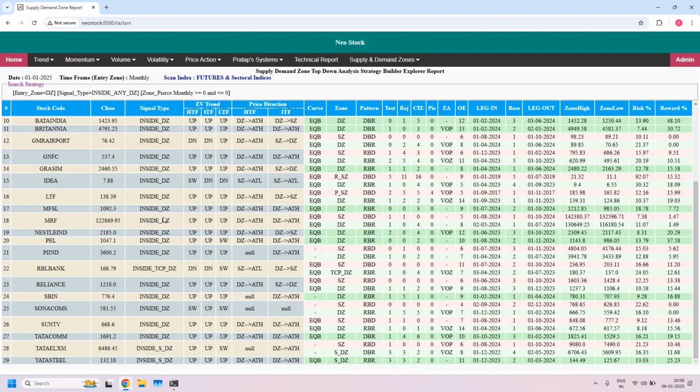Inside demand zone means they are not high liquidity. At present they are not. Maybe in the future they may change to high liquidity. Okay, total 29 stocks are filtered.